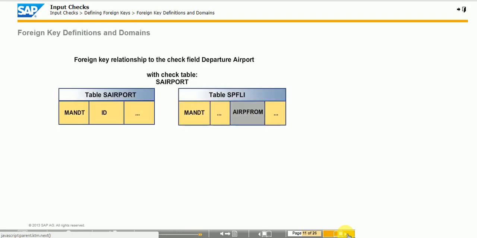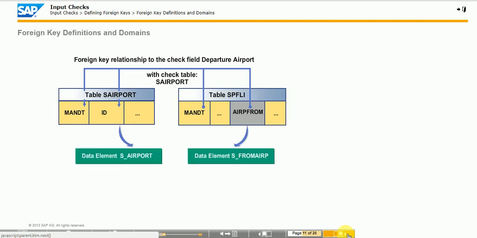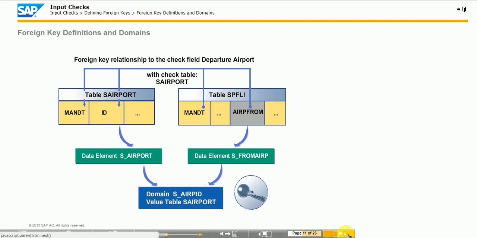In the ABAP dictionary, the same domain is required for the check field and referenced key field of the check table, so that you do not compare fields with different data types and field lengths. Domain equality is essential. Different data elements can be used, but they must refer to the same domain. The requirement for domain equality is only valid for the check field. For all other foreign key fields, it is sufficient if the data type and the field length are equal. Nevertheless, you should strive for domain equality.